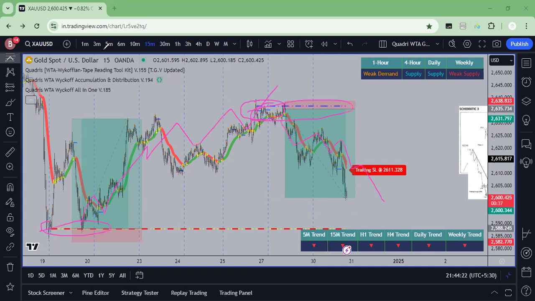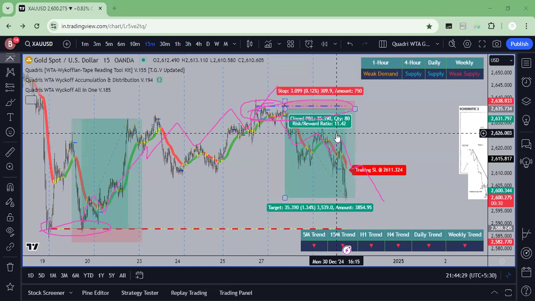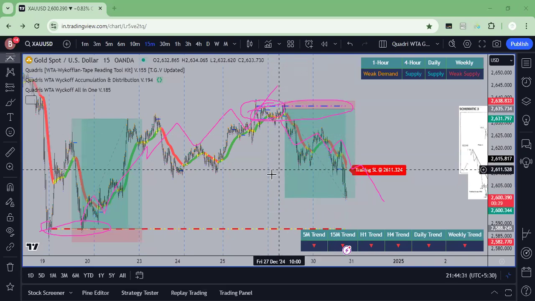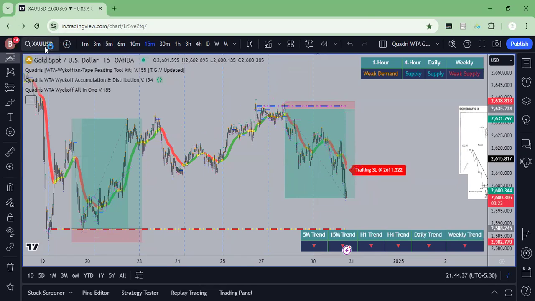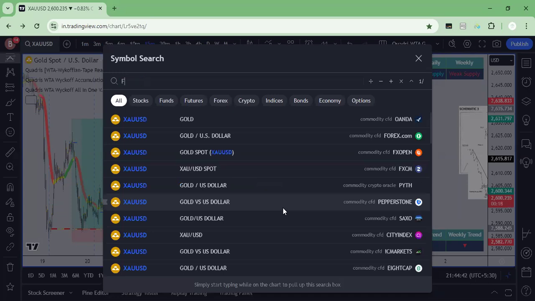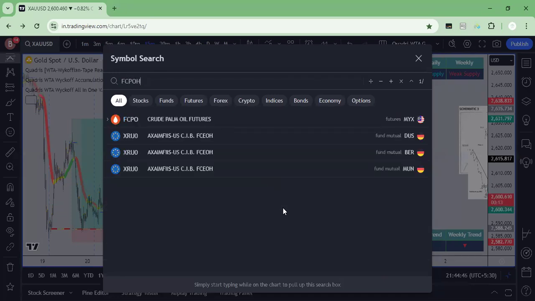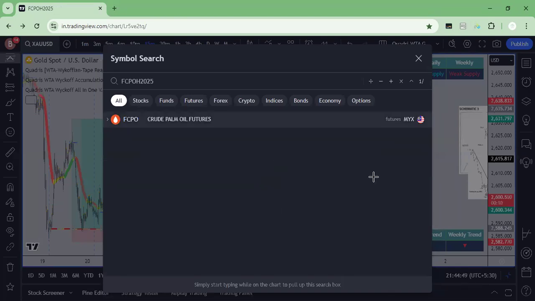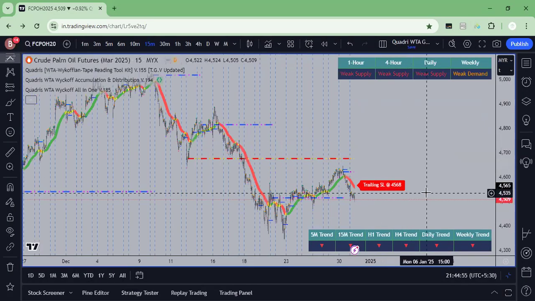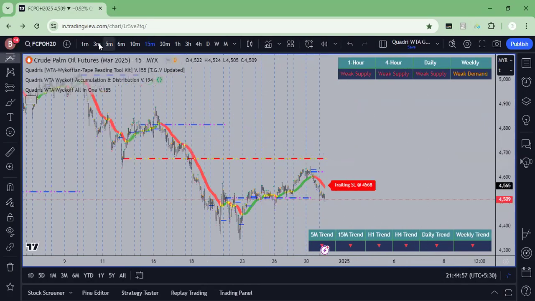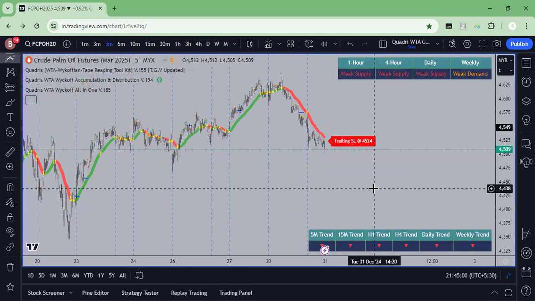So now, if we see here, we got 1 is to 8, and here we got 1 is to 12. So wait for the right opportunity to come, and then you can swing your trades accordingly. Let me see one example. FCPO H025. This is a small market.